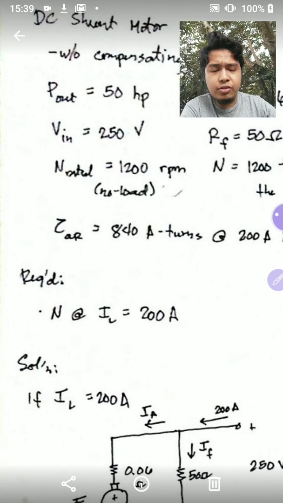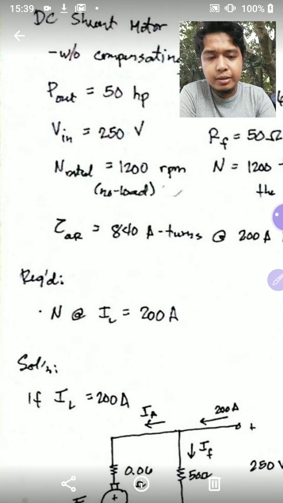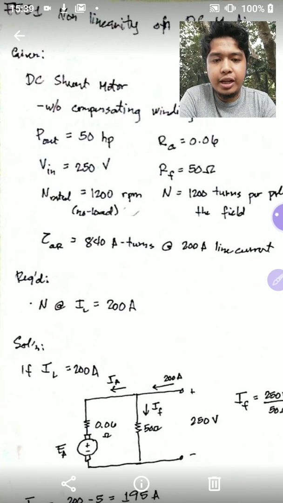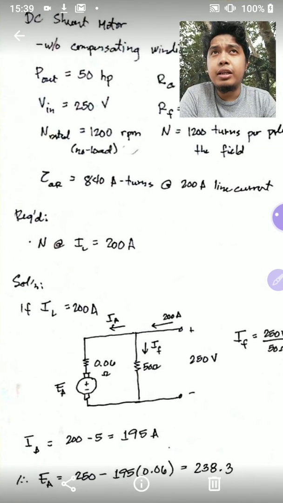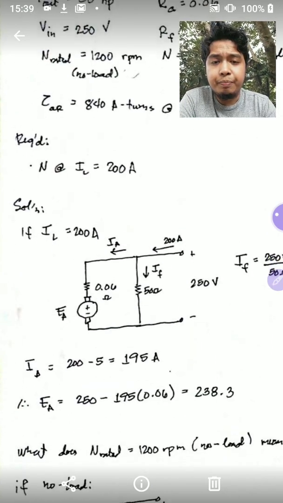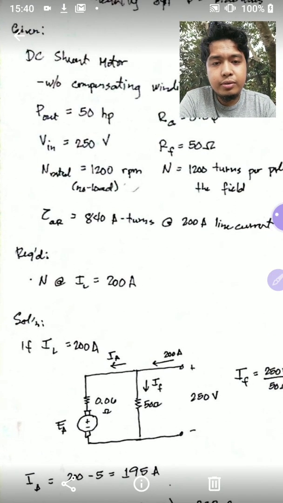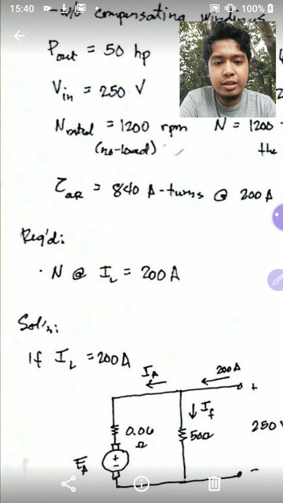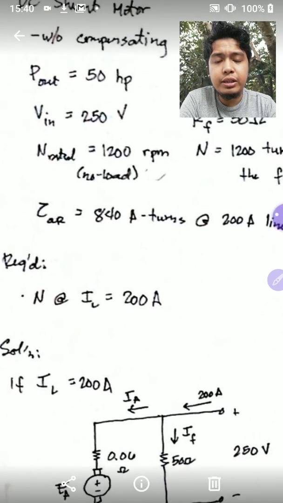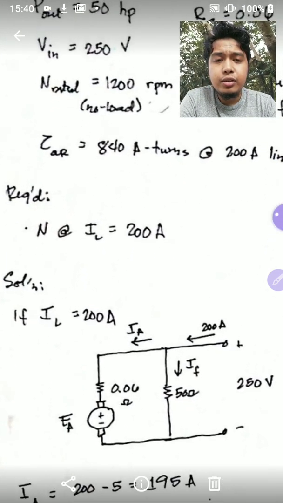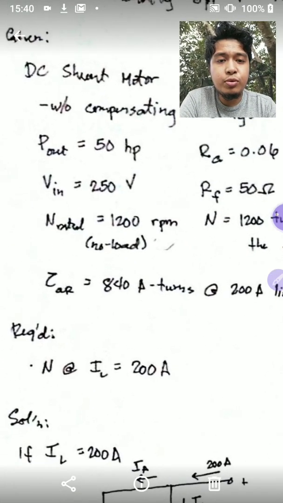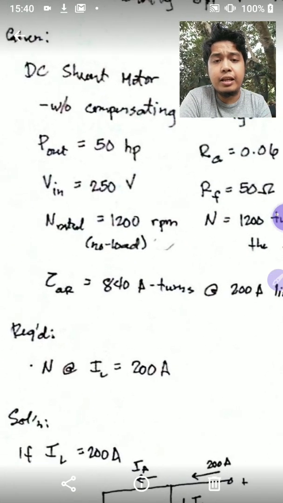In this video I'll also be demonstrating the effect of the armature reaction, the formation of a magnetic field in the armature. So what's required is the speed of the motor. What's the speed of the motor at 200 amperes? Take note, this speed, which is 1200 RPM, is just the rated no load speed.